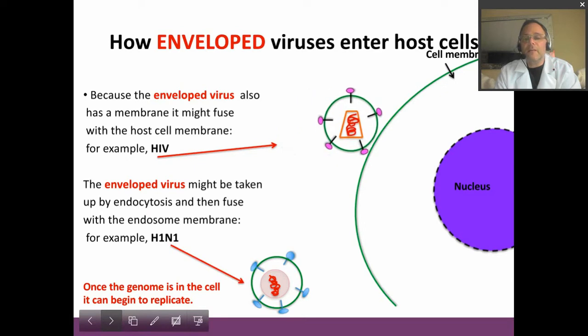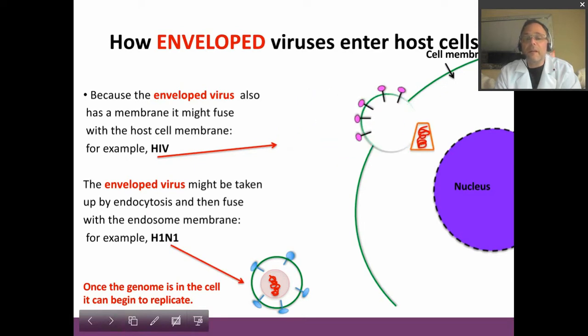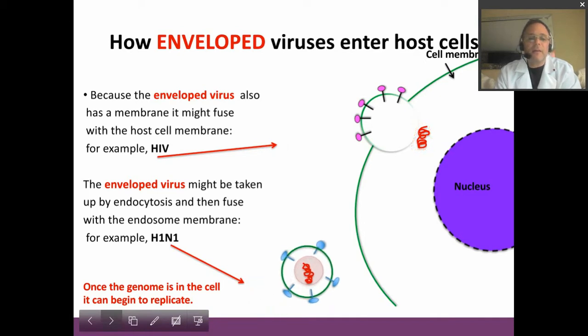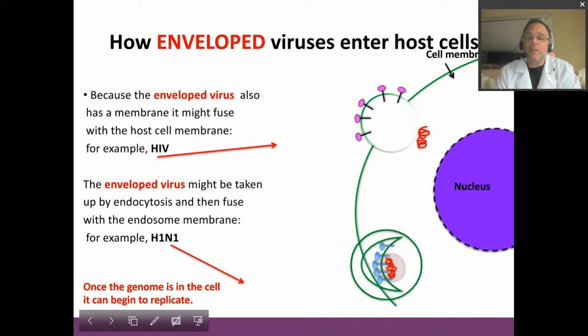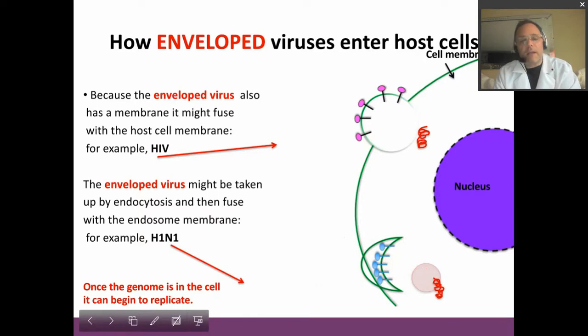So in this case, it just blended in. It was fluid within, and the inside just popped out on the other side. In this case, similar to the last one, it is wrapped around by the cell membrane of the host, and it is brought in, and then it releases its genome.